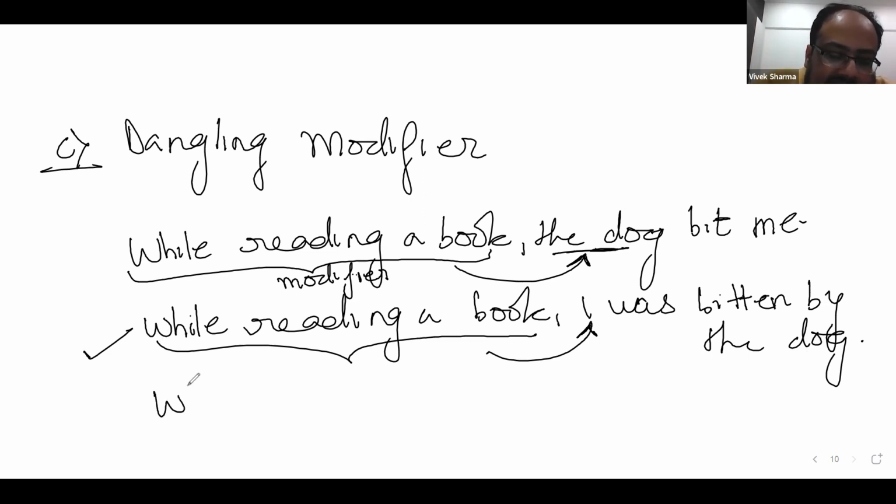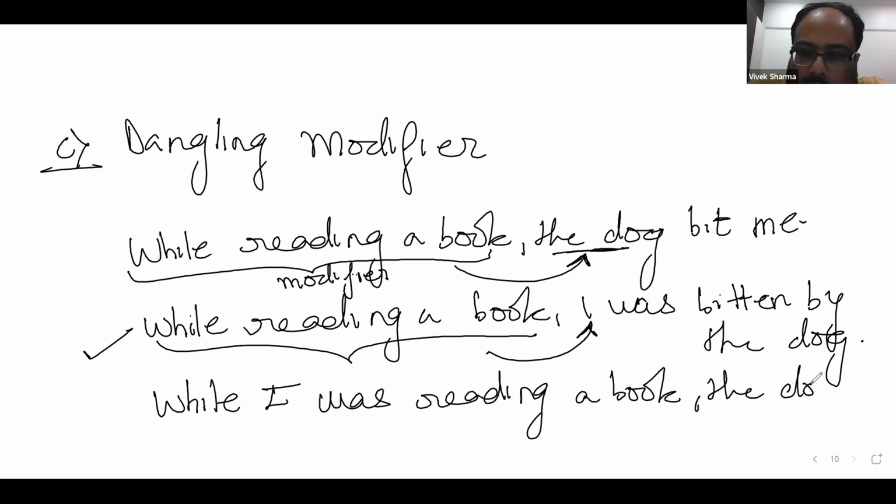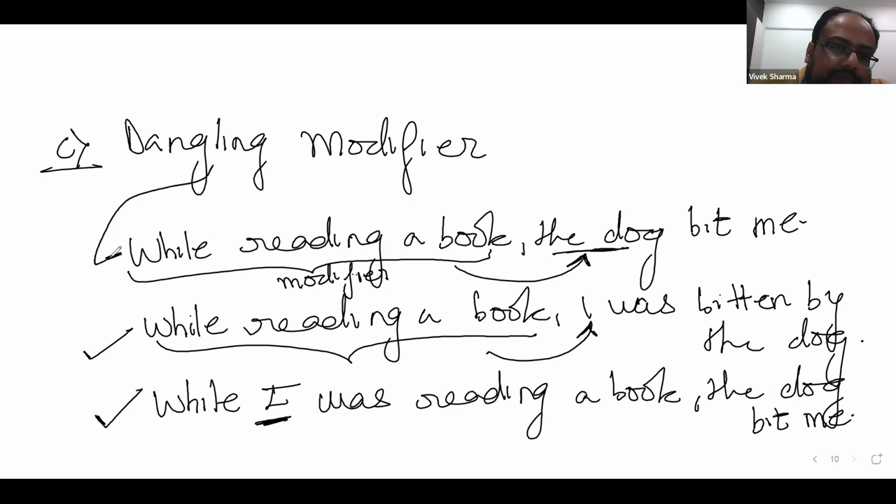The other way to correct the sentence is that I change the first part and I say, while I was reading a book, the dog bit me. Right? While I was reading a book, the dog bit me. So again, now it's clear who was reading the book, right? So the last two sentences are correct, whereas the first one is said to have a dangling modifier.